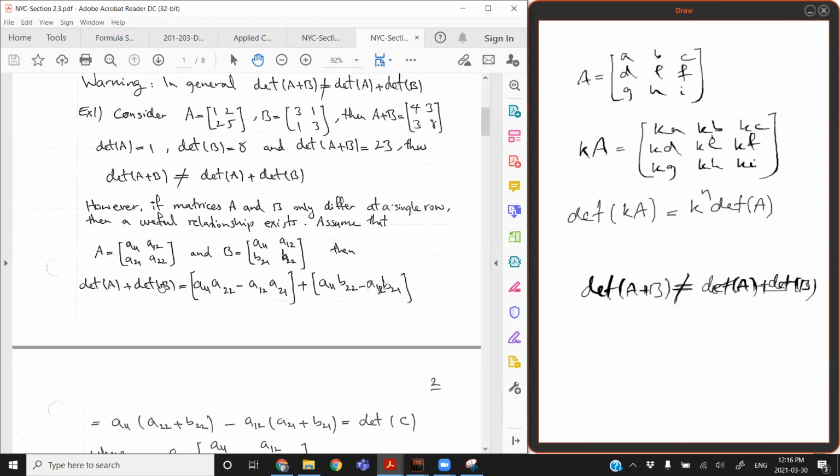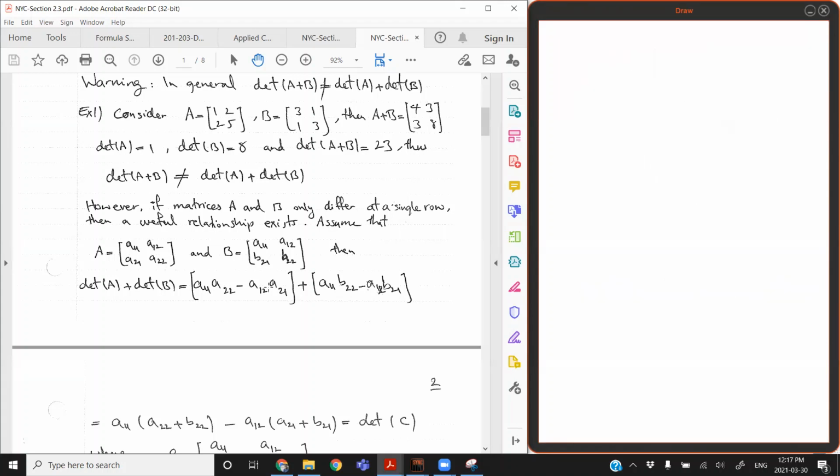Think of this matrix A, it's a 2 by 2 matrix, and this one B, that's also a 2 by 2 matrix, and these two matrices have the same first row. So the first row of A and the first row of B are exactly the same: A11, A12, A11, A12. But the second rows are different. So here we have A21, A22. Here you have B21, B22.